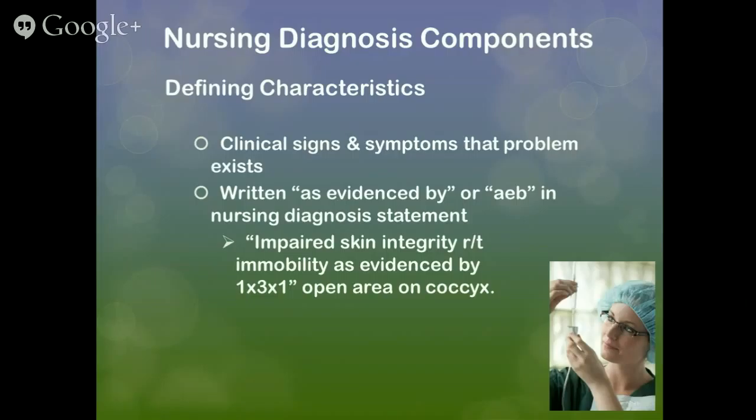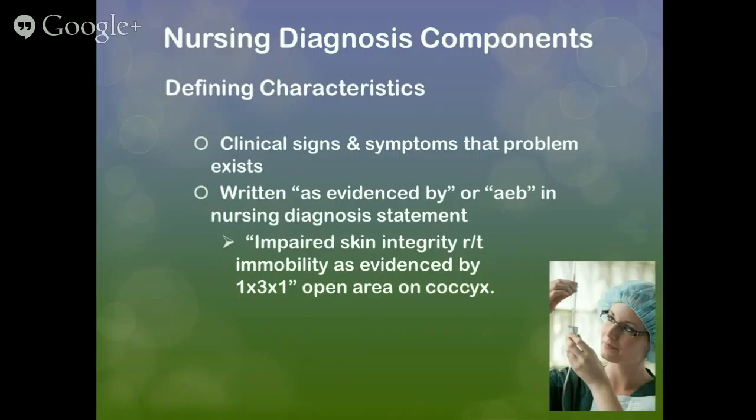The as manifested by is the signs and symptoms. So how can you prove that that problem exists? The example here says impaired skin integrity, and we have the related to the immobility, because they're not moving. And it says as evidenced by, and we have the wound. We have a 1x3x1 open area on the coccyx. This is how we know that they have impaired skin integrity. This is our proof.